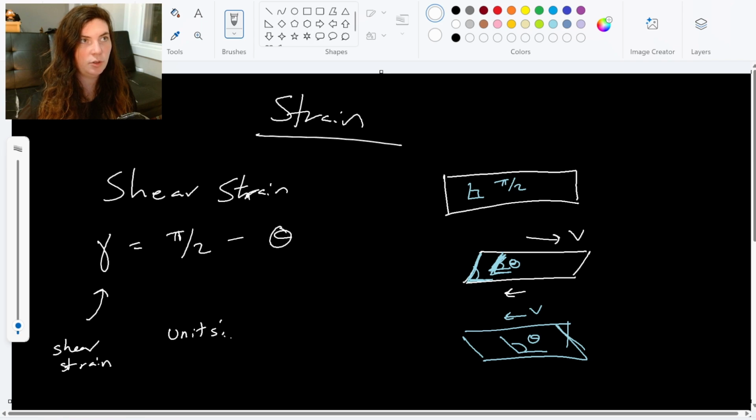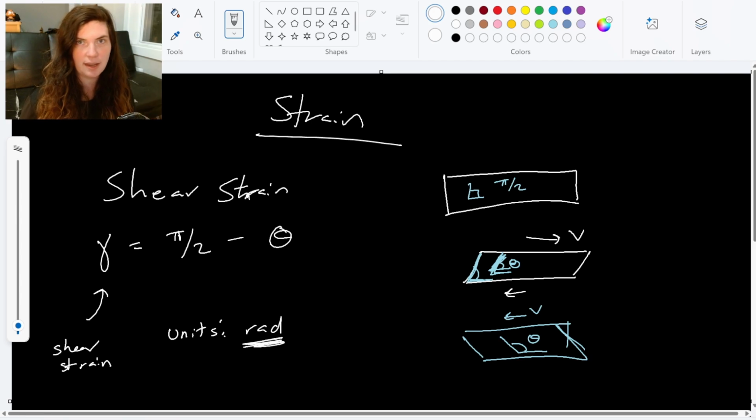An important note on units on this one is that it's always radians. Always, always, always radians, never degrees, because otherwise you're going to mess up with this pi over 2 thing, right? Pi over 2 is radians. Keep it in radians. It gives you an answer in radians.